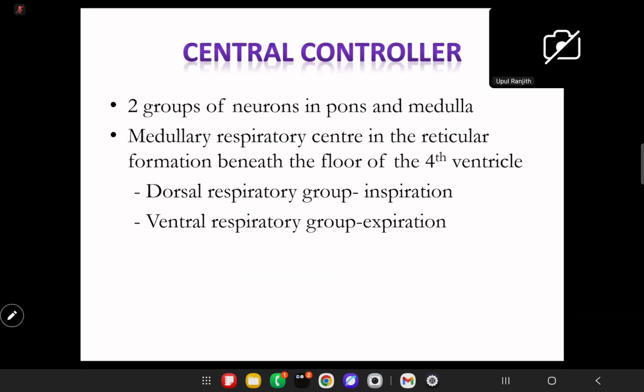Then the central controller, the two groups of neurons in the pons and the medulla, the medullary respiratory center in the reticular formation beneath the floor of the fourth ventricle. So that is where it is situated, the floor of the fourth ventricle. So the dorsal respiratory group is responsible for the inspiration. And the ventral respiratory group is responsible for the expiration. Right.